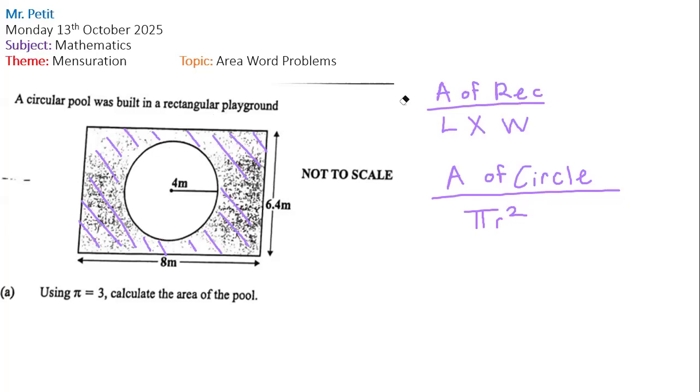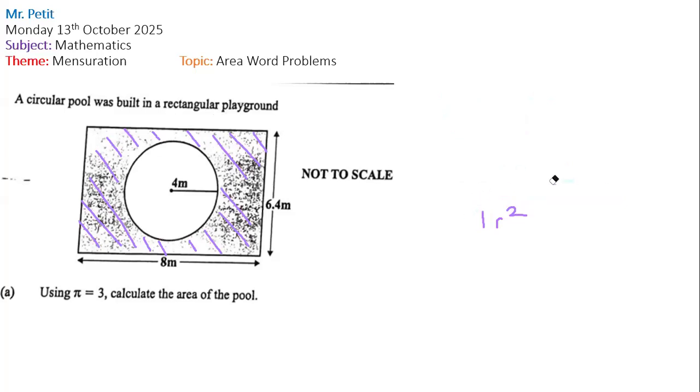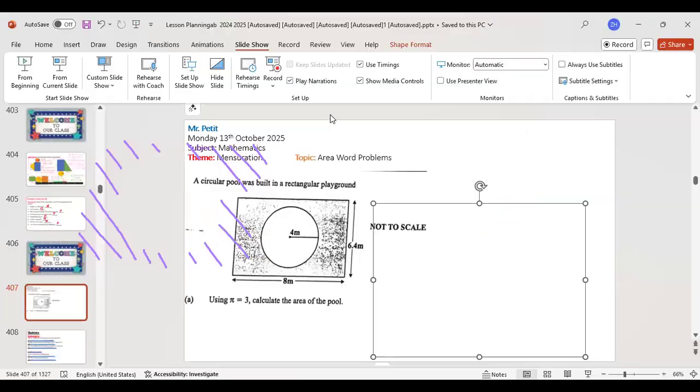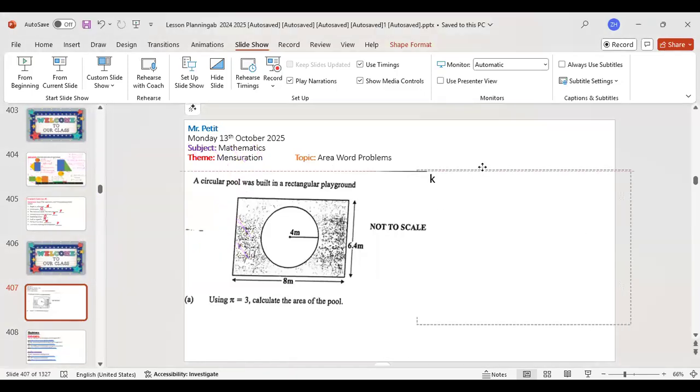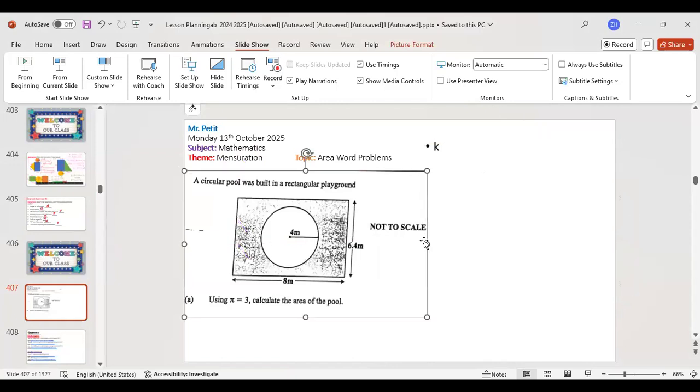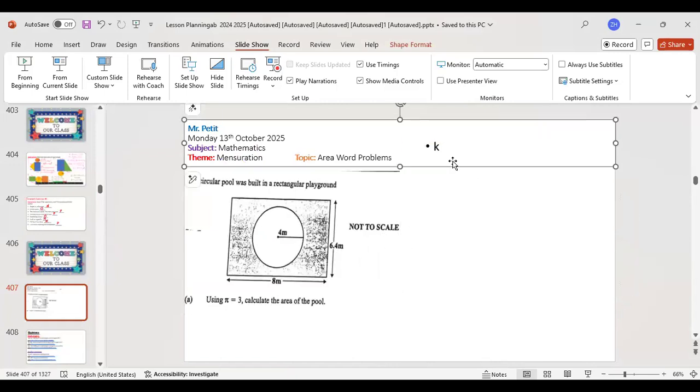So let's move on from this. Now we're going to get into the question. We have this circular pool built around a rectangular playground. All right, so clear our drawings. And we have some questions we have to answer.